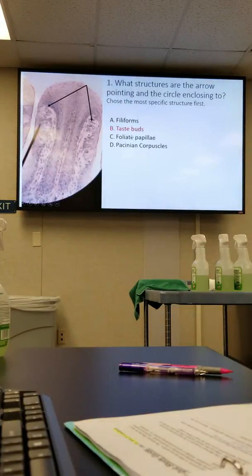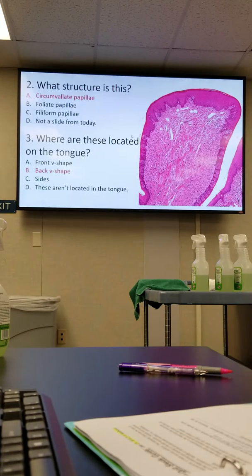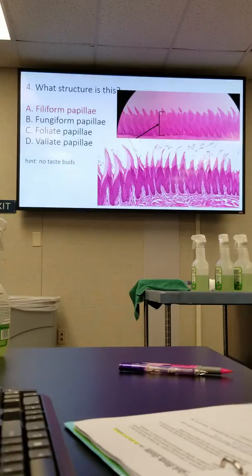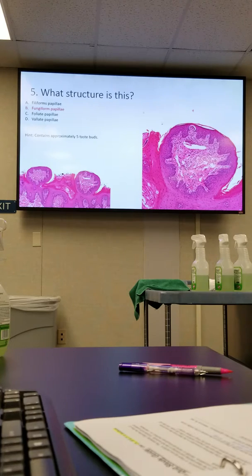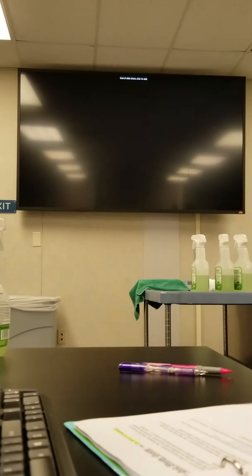All right. Okay, this is taste bud, circumvallate, V-shape, filiform, look like shark teeth, look like shark fins, fungiform, got a unique look to it. That's that one.